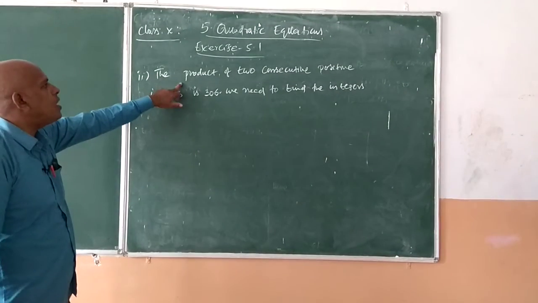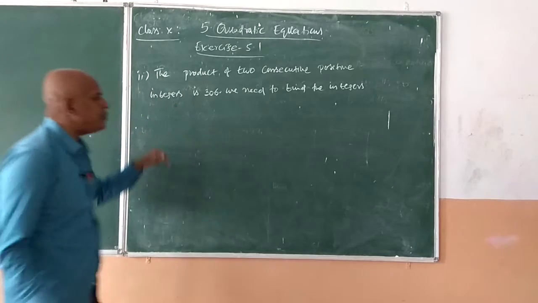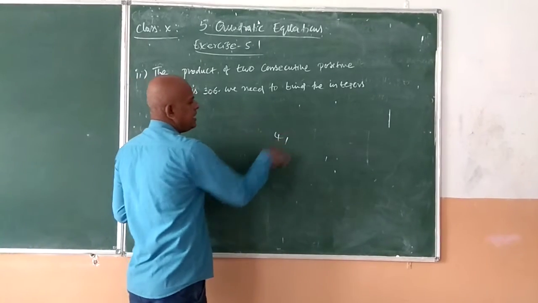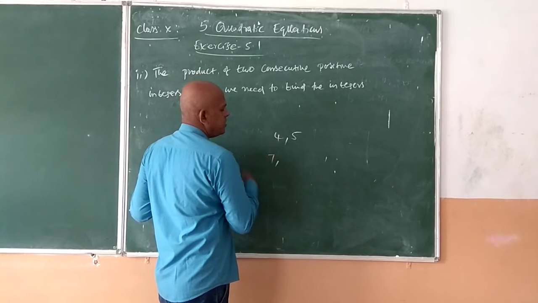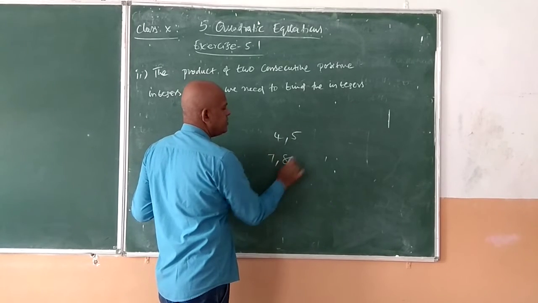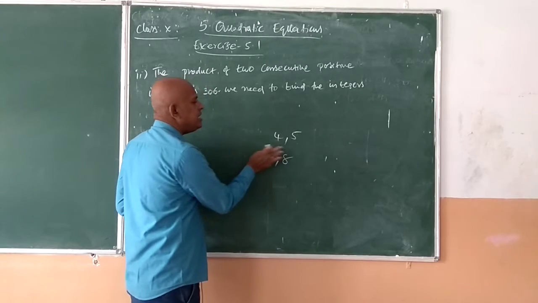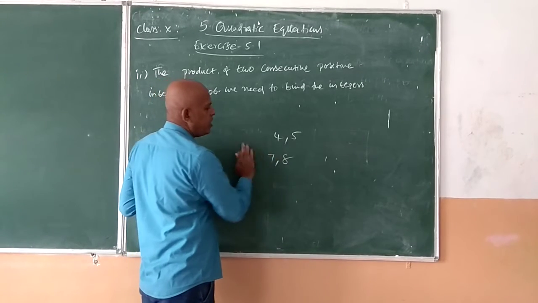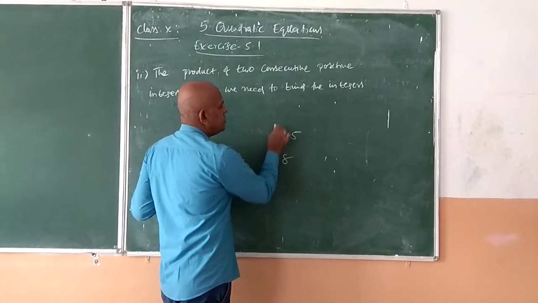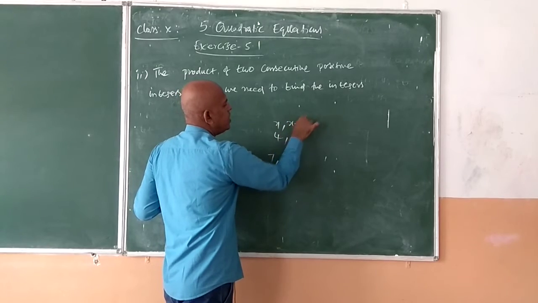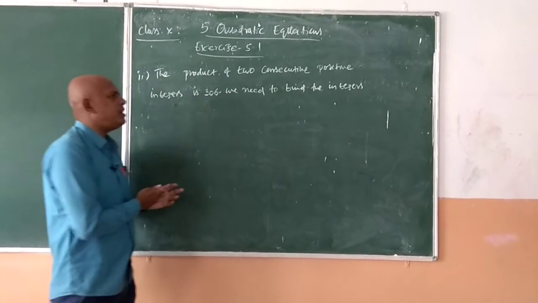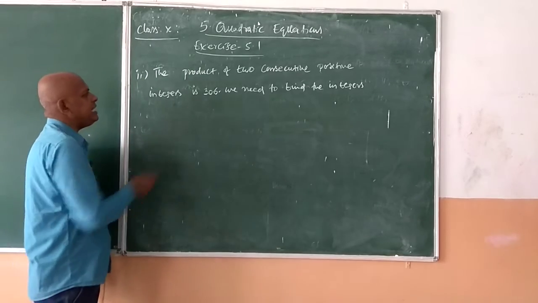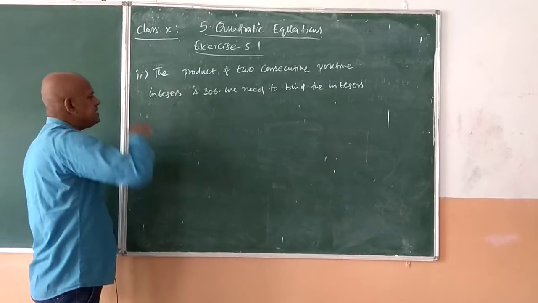The product of two consecutive positive integers. Consecutive positive integers: suppose 4 is an integer, what is its next consecutive number? If 7 is an integer, its consecutive integer is 8. So always a consecutive integer is one more than the preceding one. So suppose this is x, the consecutive integer will be x plus 1. In this way we can take one as x and another as x plus 1. The product of two consecutive integers is given as 306.